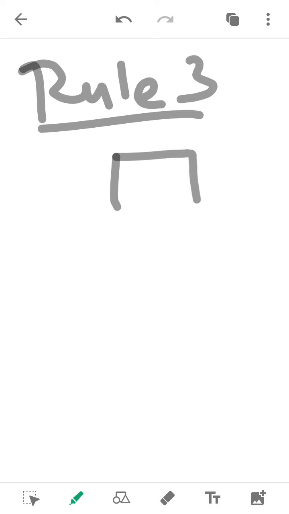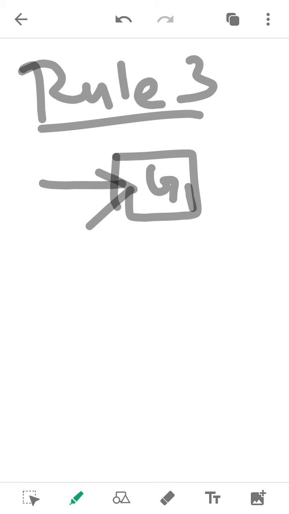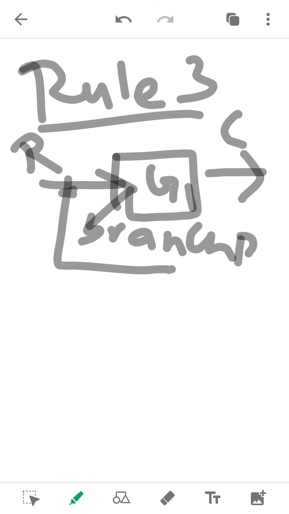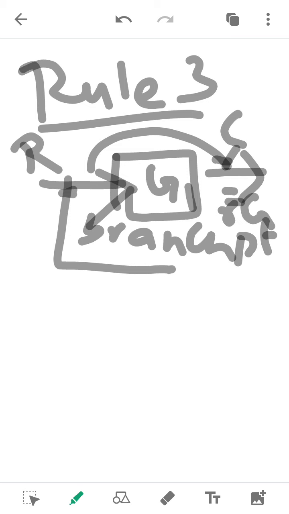So let us consider a block is present whose transfer function is G1. Let the considered input be R again, let the output be C again, let this be the branch point. This is your branch point that I want to move ahead of the block. So here the output will be RG1 and here the output will be R.